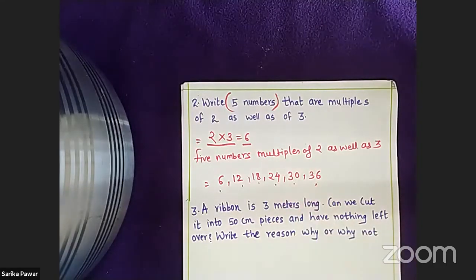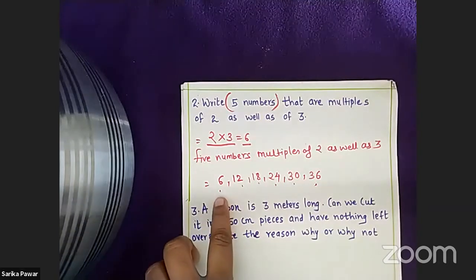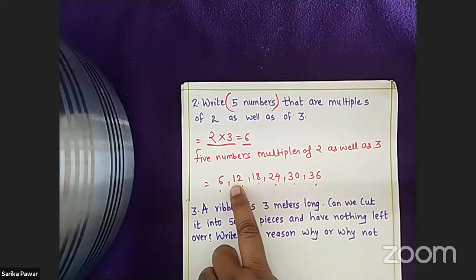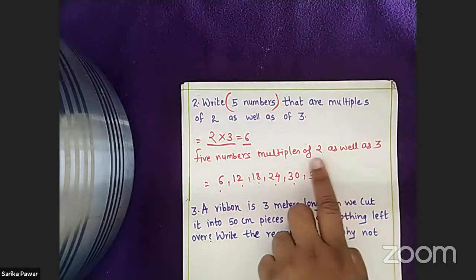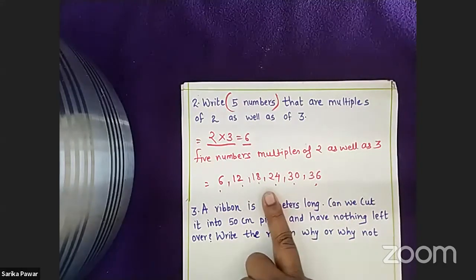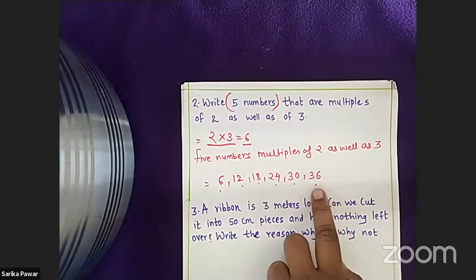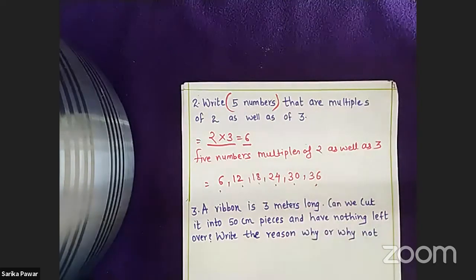Only 5 numbers we have to write, but I wrote 6 numbers here. You can also cross check. In multiples of 2: 2 threes are 6, 2 sixes are 12, 2 nines are 18, 12 twos are 24, 15 twos are 30, and 18 twos are 36.